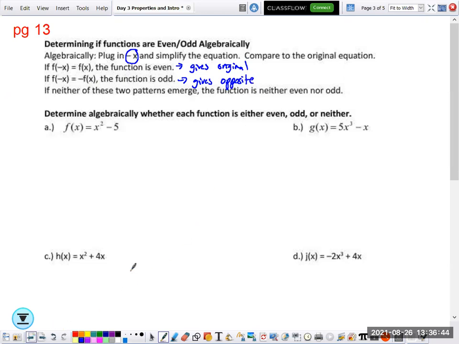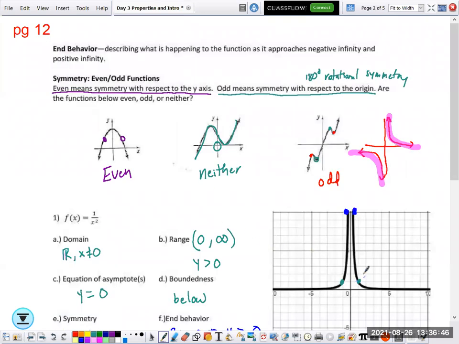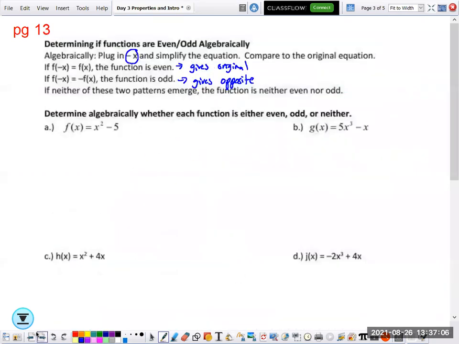Here's why. If I look at this even function, if I have the point (1, 1), now if I plug in negative 1, what's the y value? It's also 1. So if I plug in the positive version of 1 or the negative version of 1, I get the same value. That's what we mean by saying it gives the original.